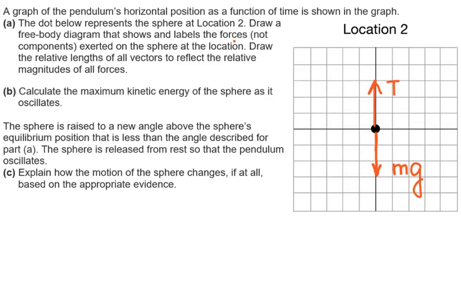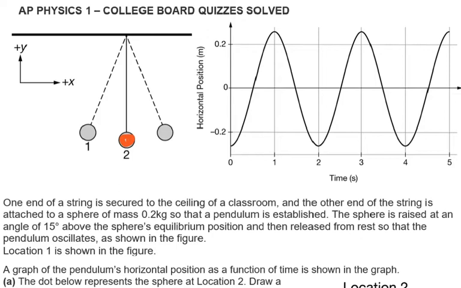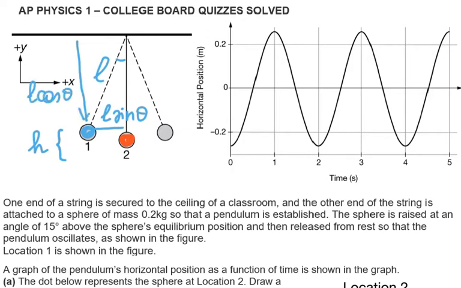Calculate the maximum kinetic energy of the sphere as it oscillates. If I go back here, I can see that my potential energy at point 1 is going to go to the kinetic energy at point 2. So my potential energy at point 1, and this is h. I'm going to call this one L, and here is an angle. So this part is L sine theta, and this part is L cosine theta. So your h is equal to, and this full length right here is L, so L minus L cosine theta, which equals L times (1 minus cosine theta).